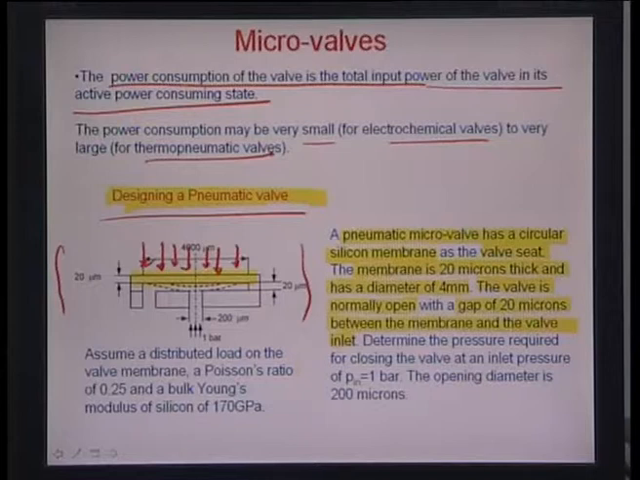You have to determine the pressure required for closing the valve at an inlet pressure of about 1 bar, as you can see here. The opening diameter is 200 microns, which is right here. We have to assume that the load is distributed on the valve membrane, and there is a Poisson's ratio of about 0.25, and a bulk Young's modulus of silicon of about 170 gigapascal. So we have to design the system. Let us look at how we will design this.